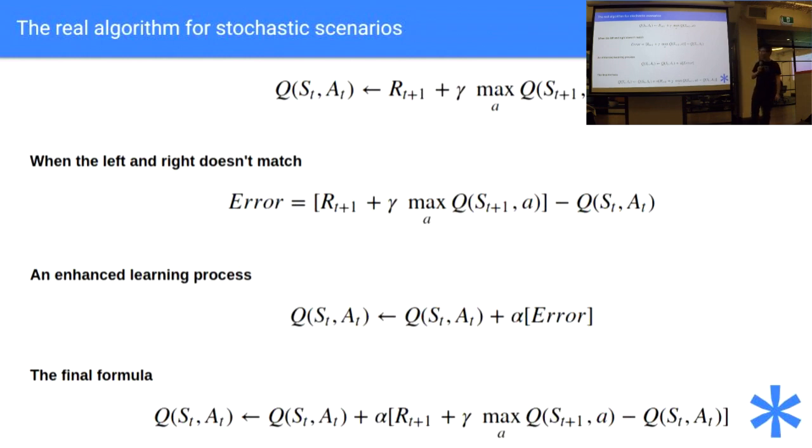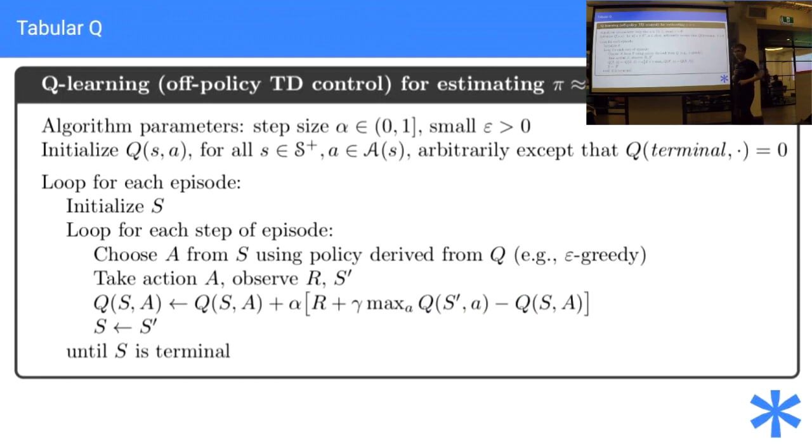Okay, given that we now understand the Q update formula, let's move back to the actual algorithm. The algorithm suggests we start with an alpha that's somewhere between 0 and 1, and an epsilon greater than 0. We initialize all Q values for all states and all actions arbitrarily.